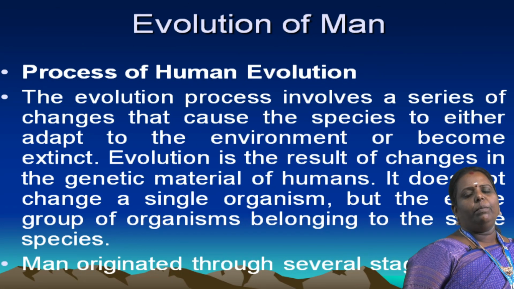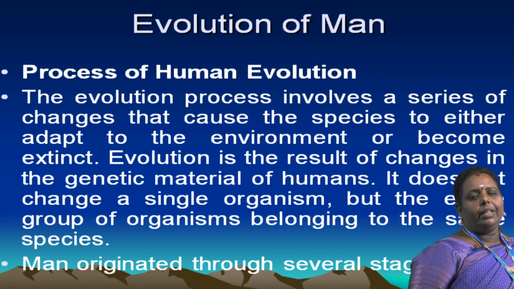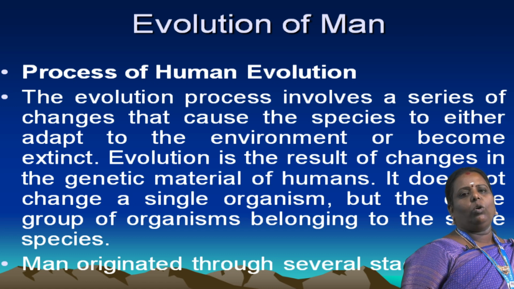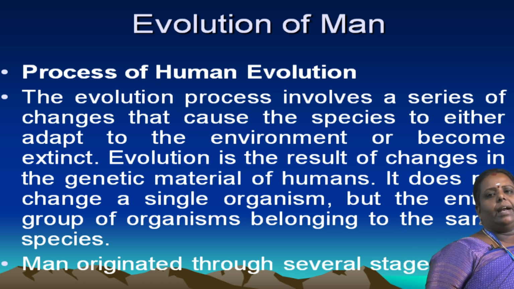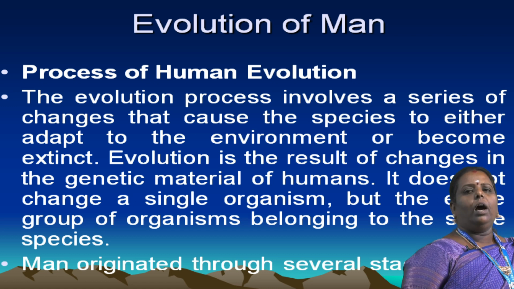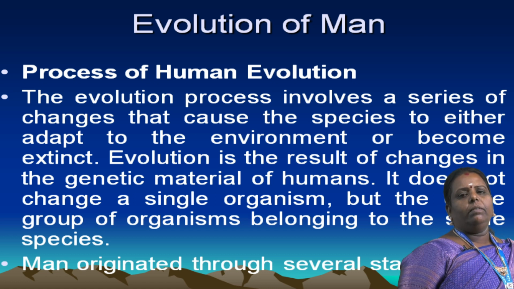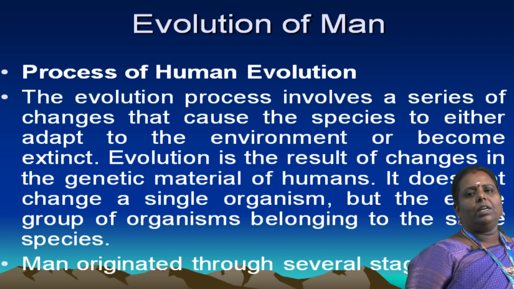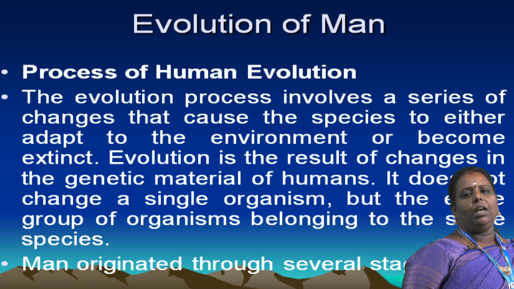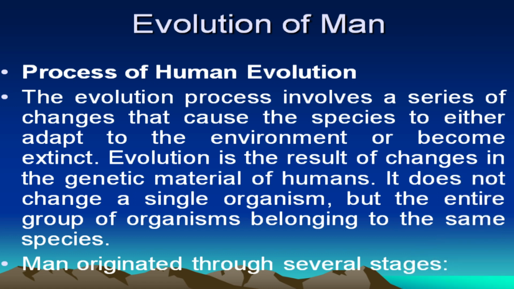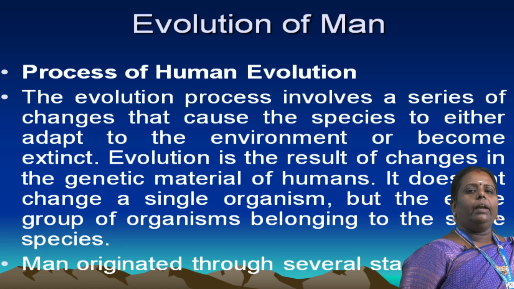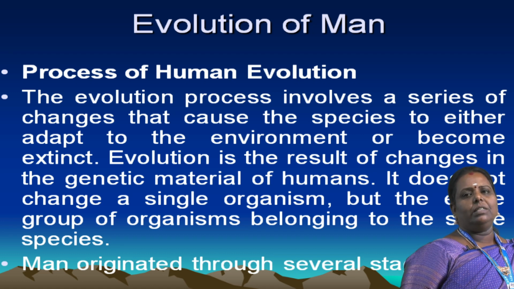The process of human evolution is a series of changes that causes the species either to adapt to the environment or to become extinct. This evolution is a result of changes in the genetic material of humans. It does not change in a single organism, but in the entire group of organisms belonging to the same species. Normally, man originated through several stages.